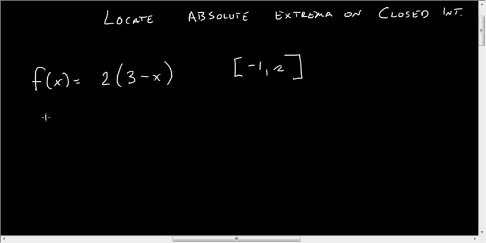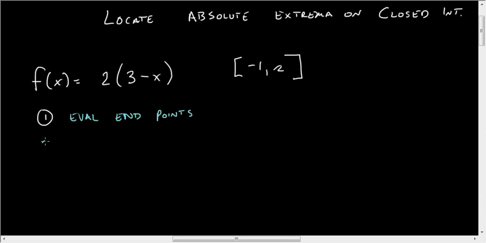One, we want to evaluate the endpoints. What that really is, we want to look to see, all right, what are the values at those endpoints on the closed interval? Because those could possibly be maximum and minimum, as we'll see with this first one.